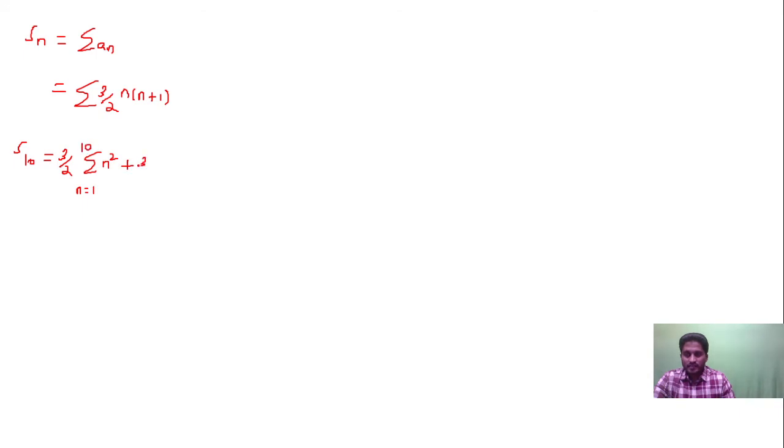Again, this is equal to 3 by 2, summation n equal to 1 to 10. Now summation n is n into n plus 1 by 2, and summation n square will be equal to n into n plus 1 into 2n plus 1 upon 6. Now this will be equal to 3 upon 2.